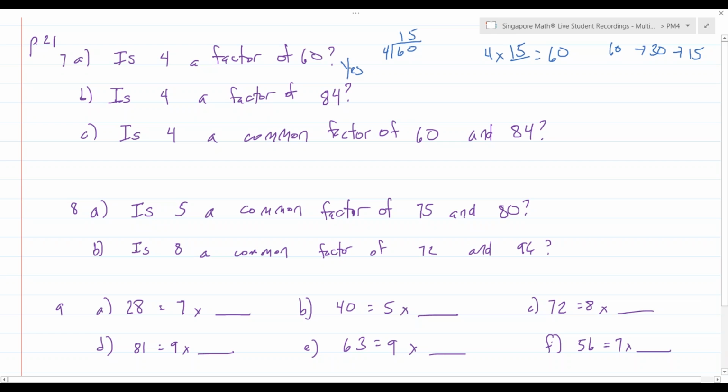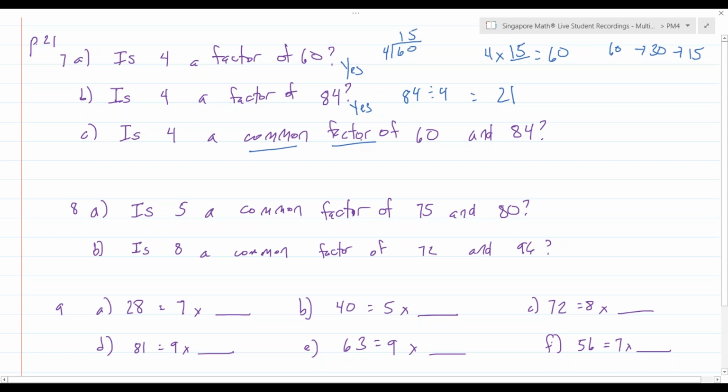Is 4 a factor of 84? Well, that's an easy one. Think about 84 divided by 4. If I have 8 tens divided by 4, I have 2 tens. If I have 4 ones divided by 4, I have 1. So 4 is a factor of 84. Then it asks a new question with a little bit of a new phrase. Is 4 a common factor of 60 and 84?